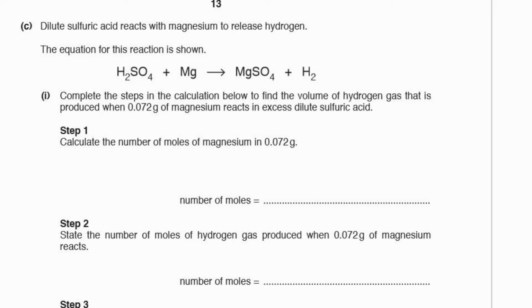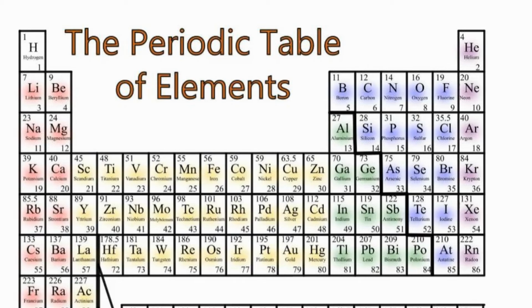Step 1 is to calculate the number of moles of magnesium in 0.072 grams. The equation for moles is moles equals mass over relative atomic mass, and that equals 0.072 grams over, if you look at the periodic table, 24 grams per mole. If you're unsure where to find that on the periodic table, we have magnesium right here, and the mass number right here of 24, which shows the number of grams per mole.